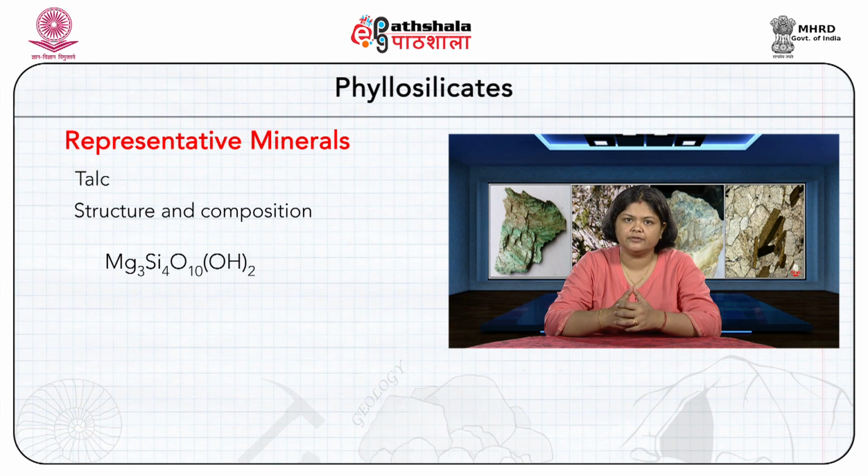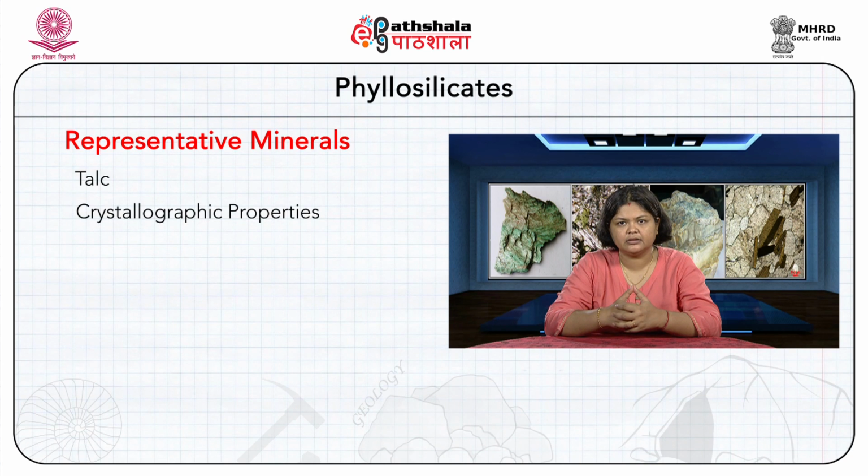Iron bearing variety of talc, minnesotite, which has a composition of Fe3Si4O10(OH)2 is commonly found in metamorphic iron formations. As for the crystallographic properties of talc, it belongs to triclinic or monoclinic crystal class. Point group is -1, 1 or 2/m. Space group is C-1 or C2/c.